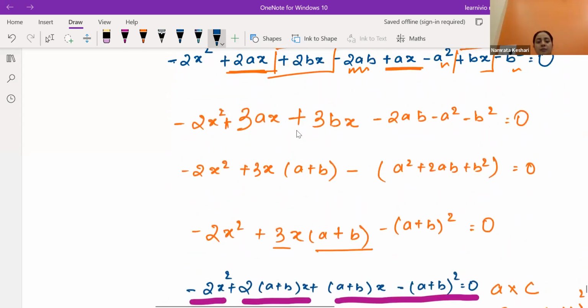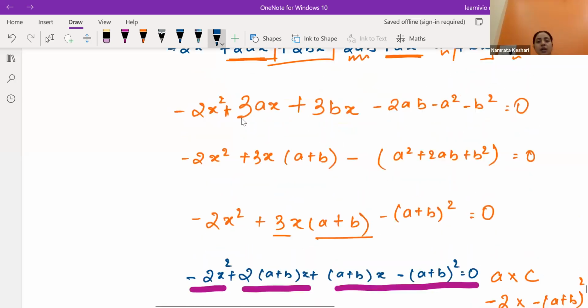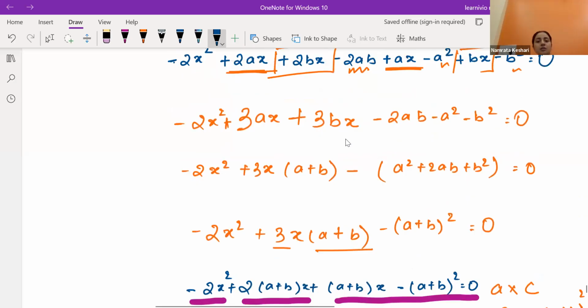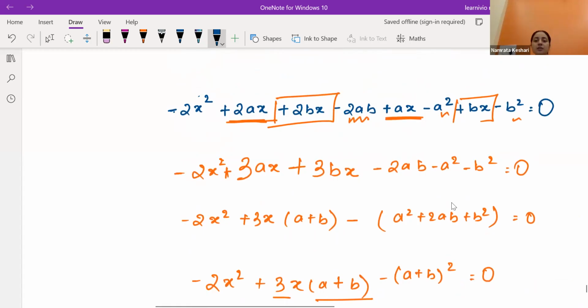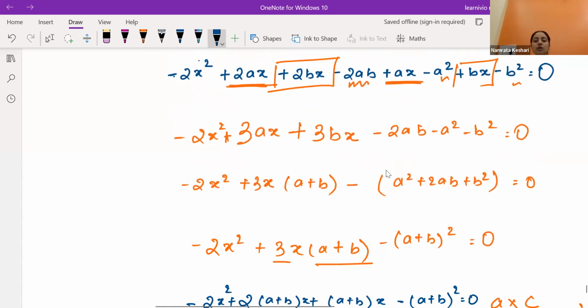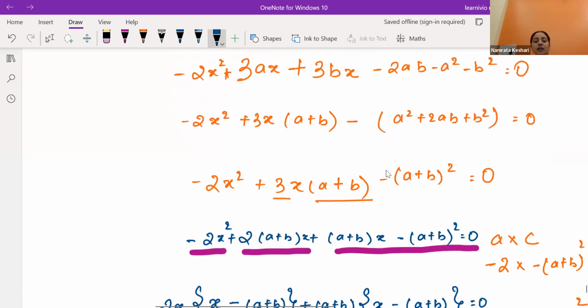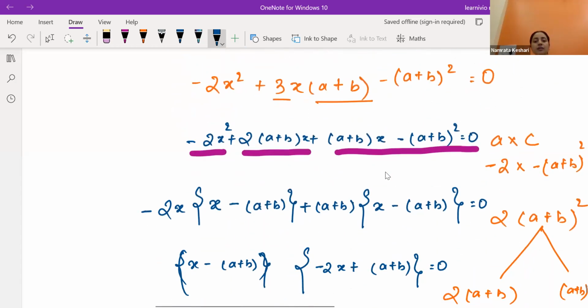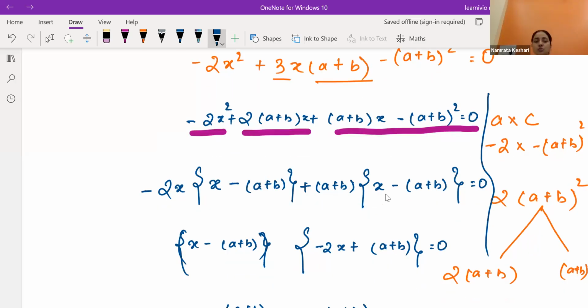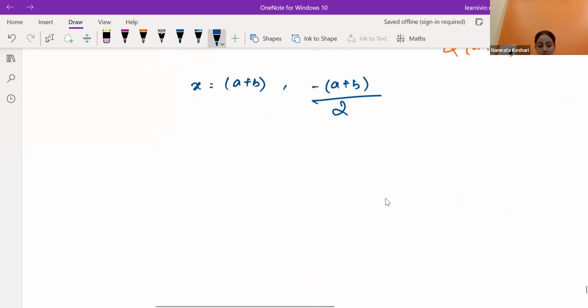And it became minus 2x square plus 3bx, and the constant term, the c, has taken the shape of the a plus b whole square formula, and we have written it like that. Once we have written it like that, it became very simple for us to split the middle term and do the factorization again. Okay, let's do a few more questions. First you try it, then we'll be discussing it together.